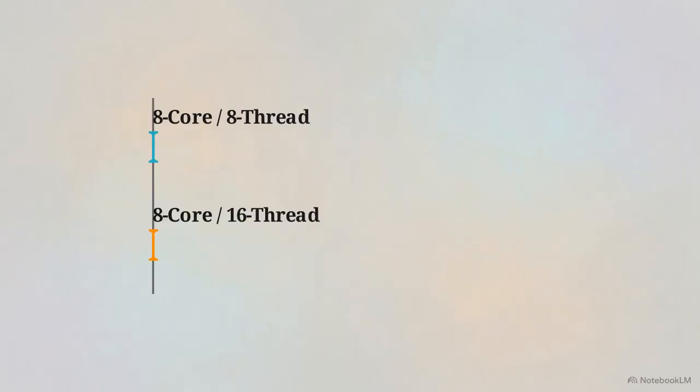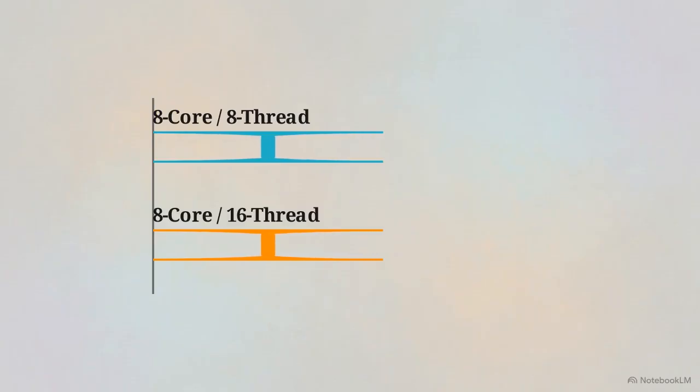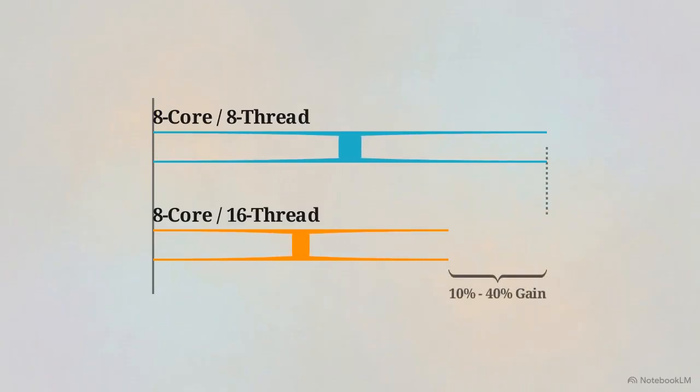This Gantt chart tracks execution time, comparing an 8-core, 8-thread chip against one with 16 logical threads. Doubling threads doesn't halve processing time. Instead, it yields a modest reduction, resulting in a 10 to 40% performance improvement.